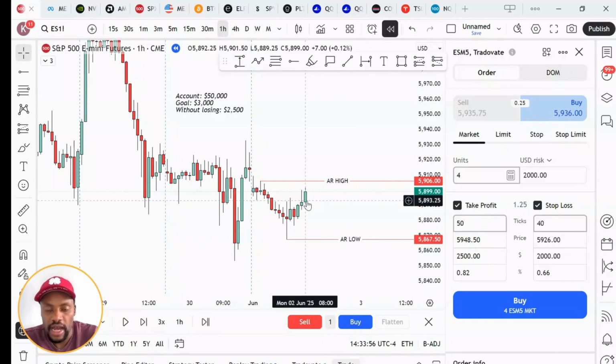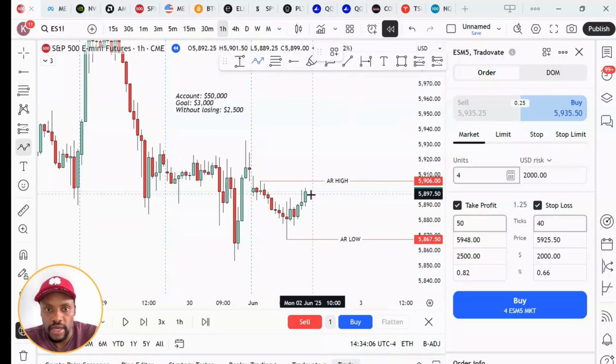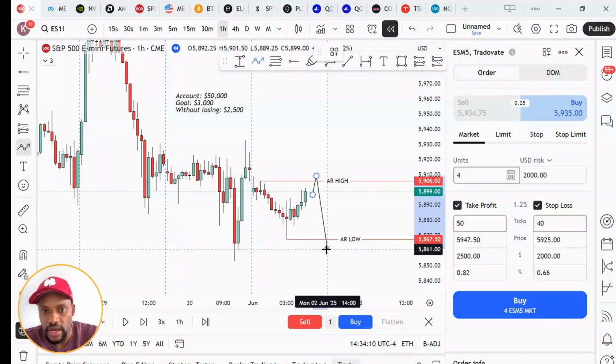So as you can see right now, this is 8 a.m. and you can see price is approaching my Asia range high. So what I would be looking for is either a potential sweep of this Asia range high and then a drop down to my Asia range low. So this is ideally the setup that I'm looking for.